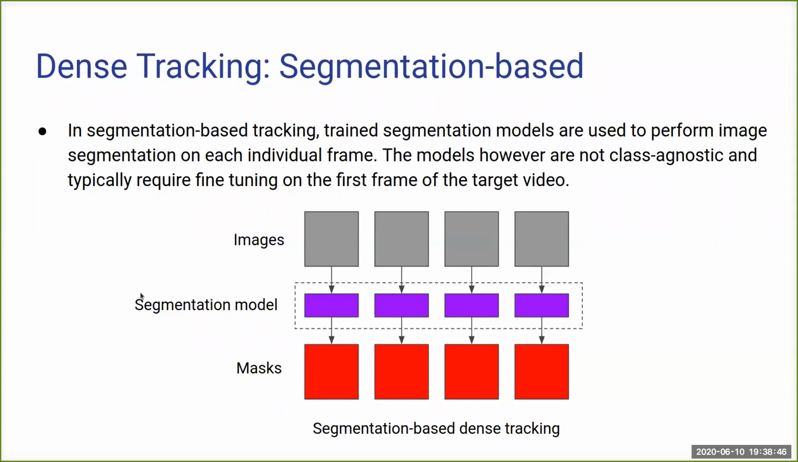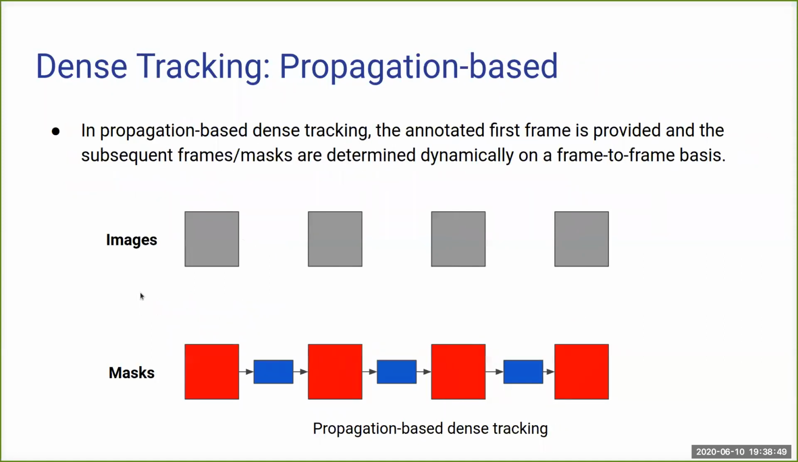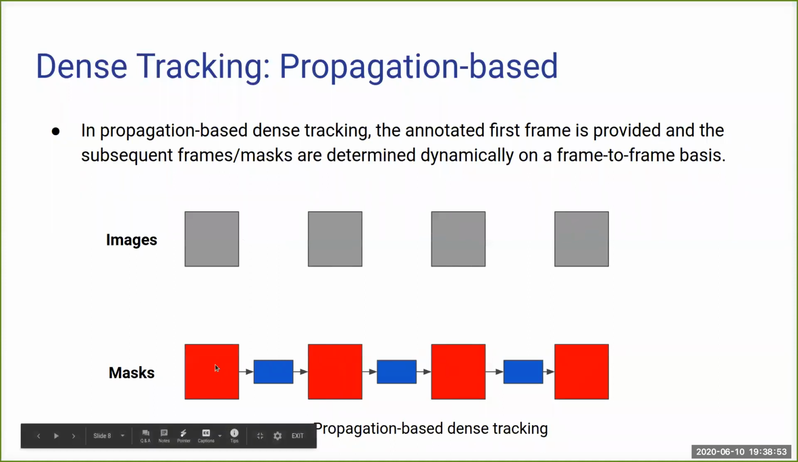Right? So that's segmentation-based tracking. For propagation-based tracking, it's a bit different. Essentially, you get one fully annotated frame, which is your frame 1, and then you have some models in the middle here that propagate your frames as you move forward.